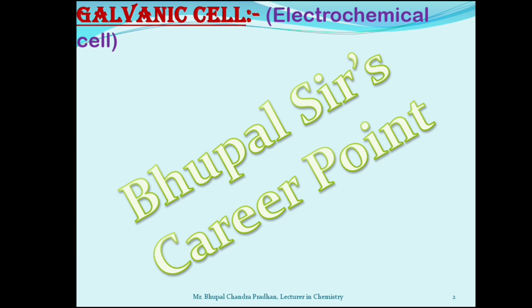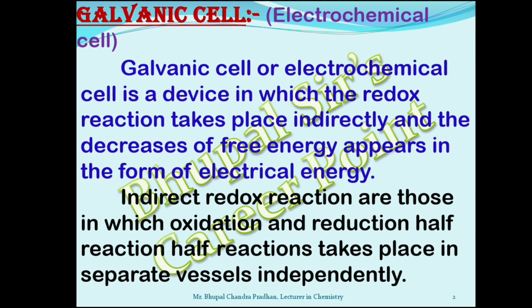Now let us know what we mean by galvanic cell or electrochemical cell. A galvanic cell or electrochemical cell is a device in which the redox reaction takes place indirectly and the decrease in free energy appears in the form of electrical energy. So what do we mean by galvanic cell or electrochemical cell? It is nothing but a device in which the redox reaction takes place indirectly and the decrease in free energy appears in the form of electrical energy.